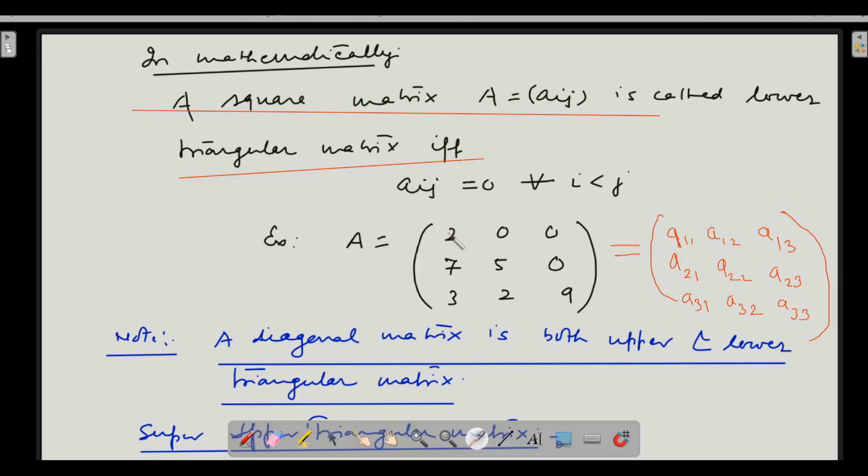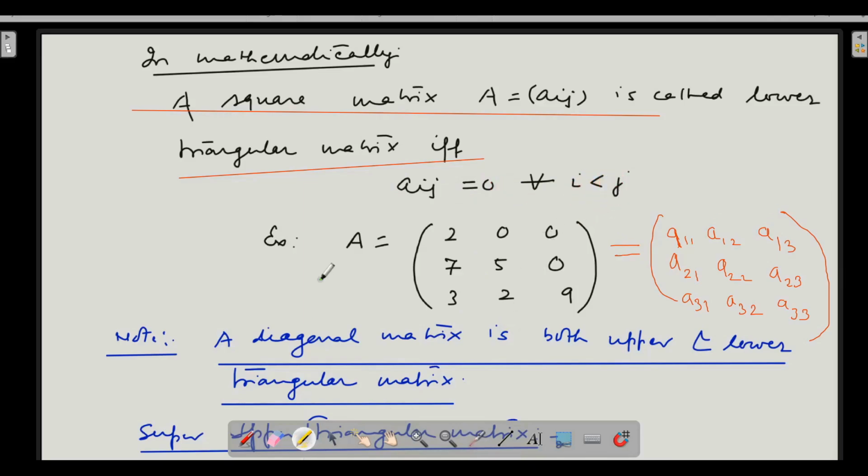So you can have an example over here. This is a square matrix because it has three rows, one, two, three rows, and three columns, one, two, three columns. It is a square matrix. Now it will be a lower triangular matrix if and only if Aij equal to 0 for all i is smaller than j.